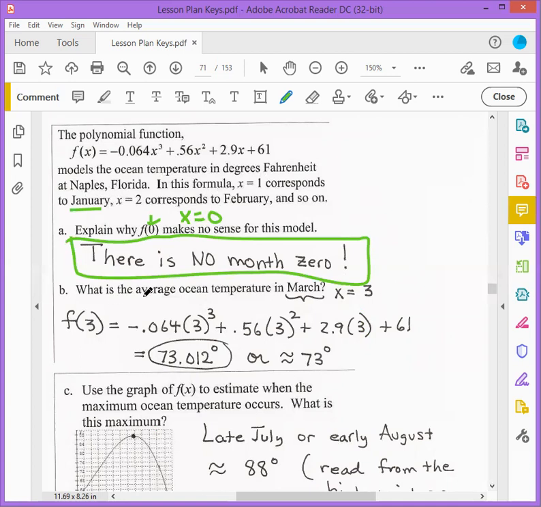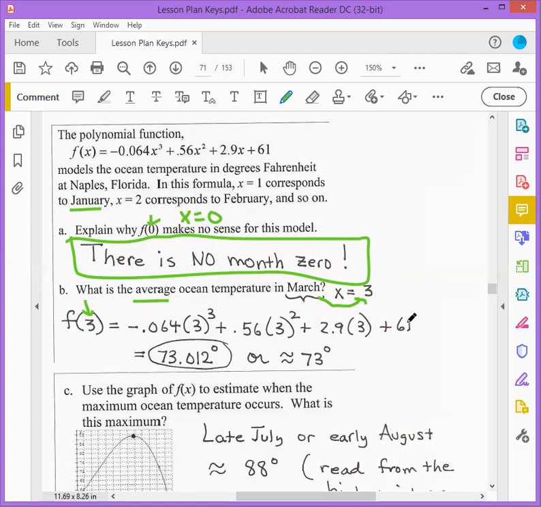Letter B, what is the average ocean temperature in March? So now we want to know what is the value of that function when x is 3. So we'll use the function that we were given at the beginning in the directions, and everywhere x is, we're substituting 3. So we get f of 3 equals negative 0.064 times 3 to the third power plus 0.56 times 3 squared plus 2.9 times 3 plus 61 on the end.